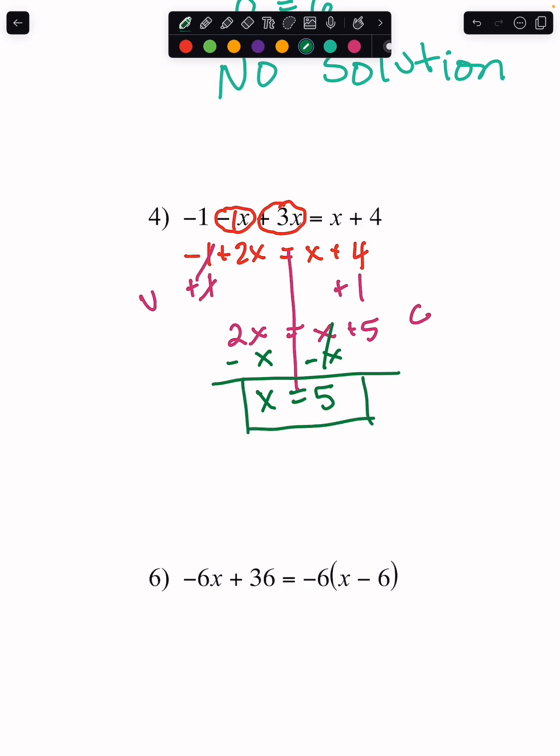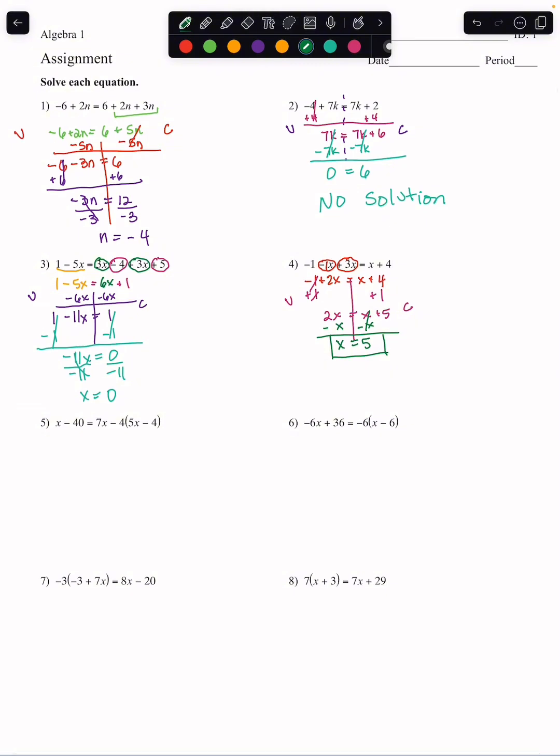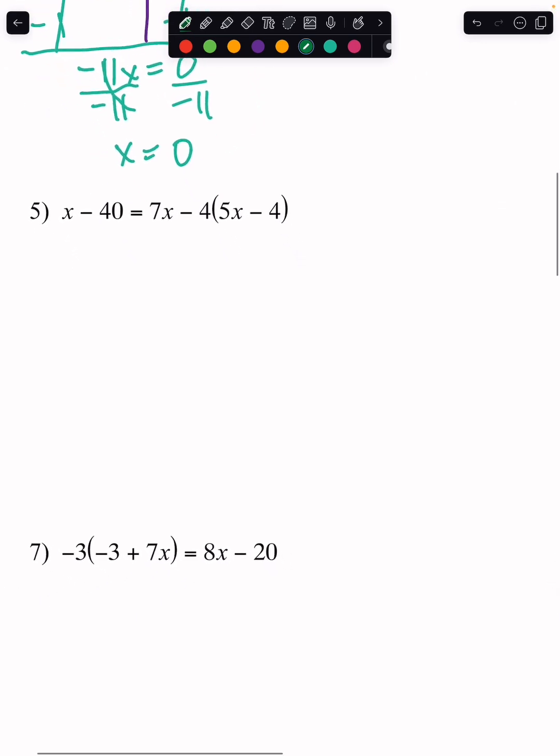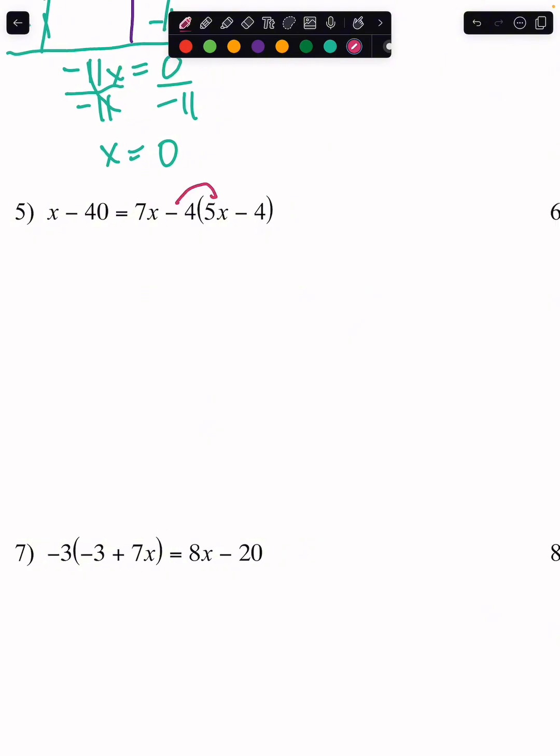Okay? All right, now let's do some where you actually have to distribute first. The next 4 examples you have to distribute first and then do some other work. So let's get into it. Anytime you see parentheses, that should trigger your mind to say multiplication or distribute. Negative 4 times 5x is negative 20x. Negative 4 times negative 4, positive 16. And then this 7x just comes down.